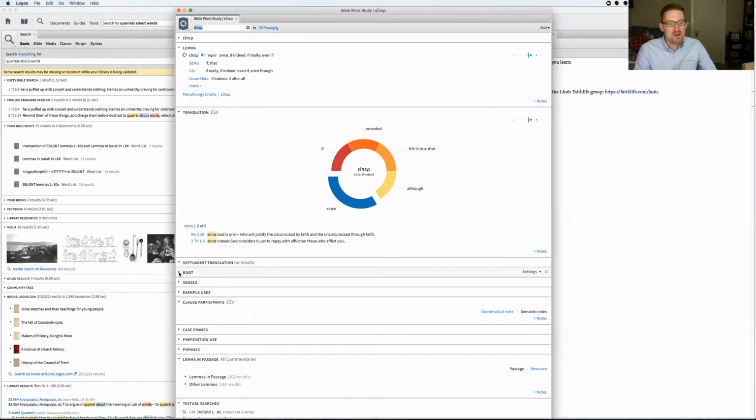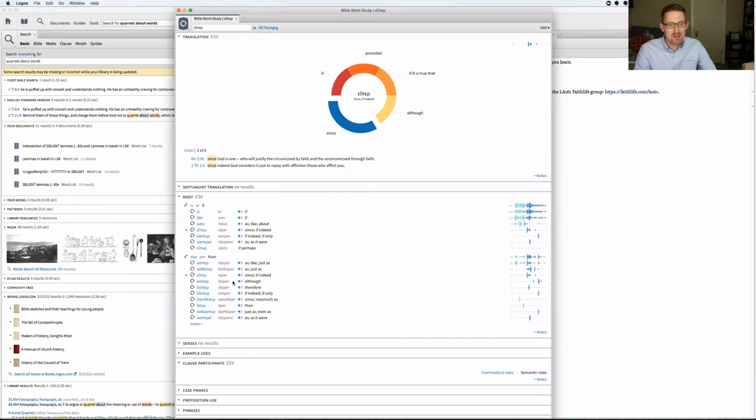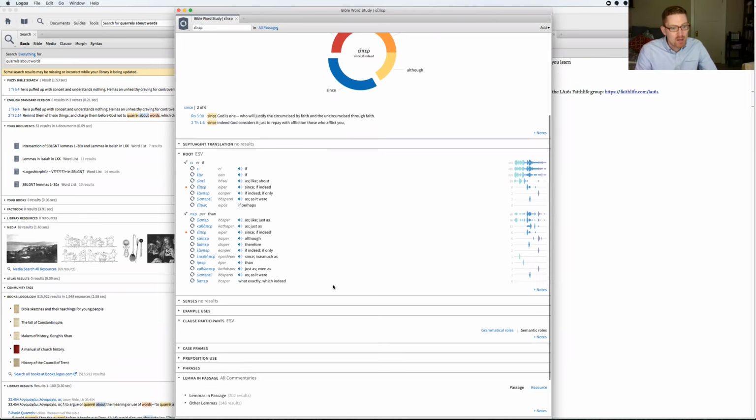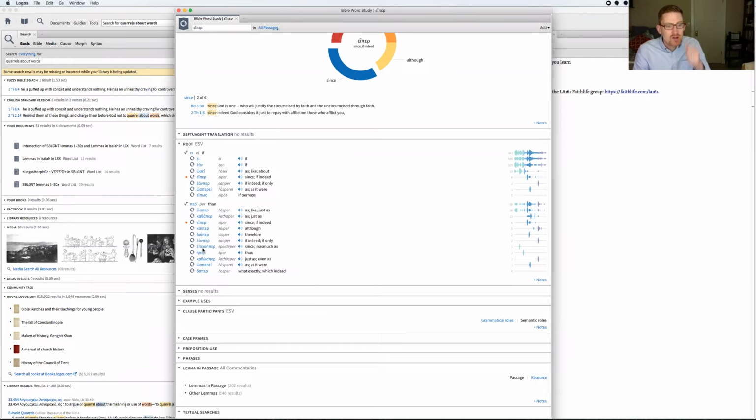I get root information, I get sense information from that Bible Sense lexicon, and I should get in here somewhere, I'm not sure why I'm not seeing eiper. It may be being treated as one word by this lexicon. Here's eiper, which is also translated "since" sometimes. That's helpful. In fact, if I click on one, what am I going to see? Oh, it's just another Bible Word Study.